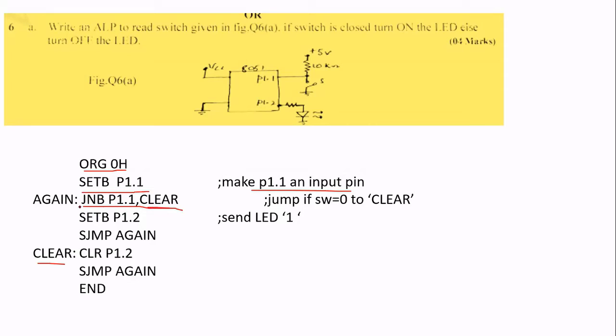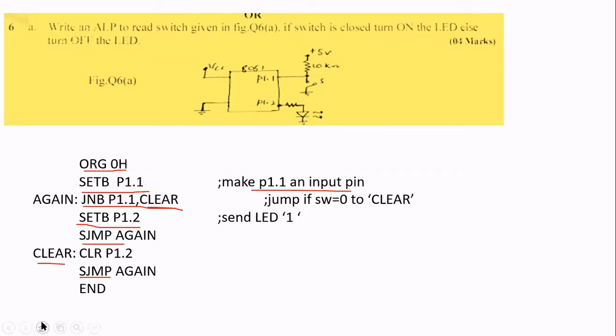If the P1.1 bit is set, then I'll be moving to the immediate next instruction, which is SETB P1.2. So here I'll be setting the bit P1.2, or in other words I am glowing the LED. My LED will glow here, and then I'll say SJMP again. I'll be repeating this set of instructions a number of times.